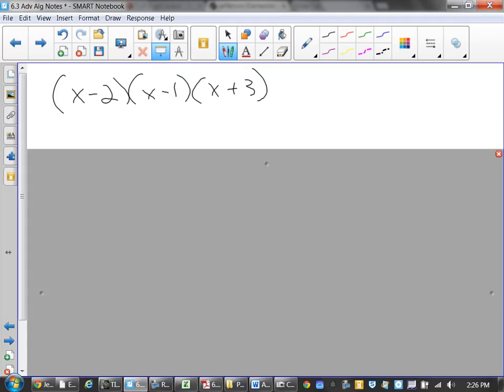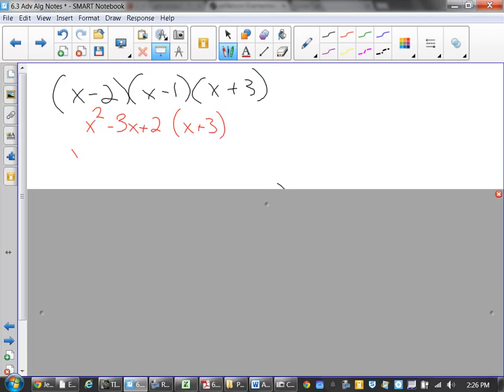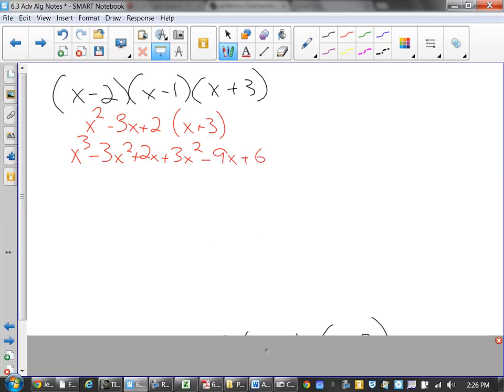If I have x minus 2, x minus 1, if I FOIL that out, you get x squared minus 3x plus 2. Then you have to multiply it out to the x plus 3. In this case, I'm going to work backwards. X cubed minus 3x squared plus 2x plus 3x squared minus 9x plus 6. The 3x squareds go out, and I get that.